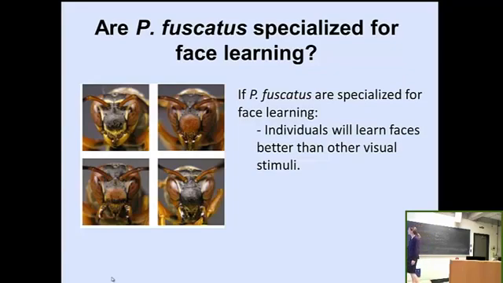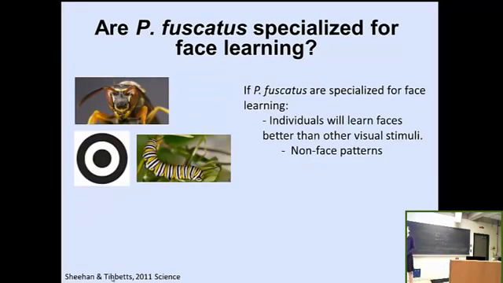Now we predicted if they are specialized for face learning, that individuals will learn faces better than other visual stimuli. And we were particularly interested in whether they learn faces better than patterns. So we trained wasps to discriminate pairs of faces. We also trained them to discriminate simple black and white patterns. We chose those patterns because people had previously used them in honeybees, and they're thought to be very easy for honeybees to learn. And then we also trained them to discriminate caterpillar images. We chose caterpillar images because Polistes are predators of caterpillars.